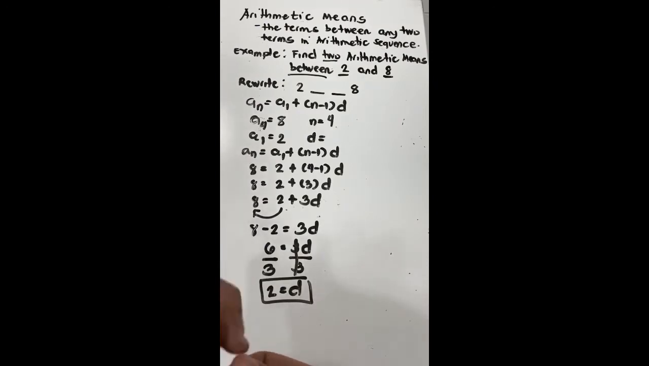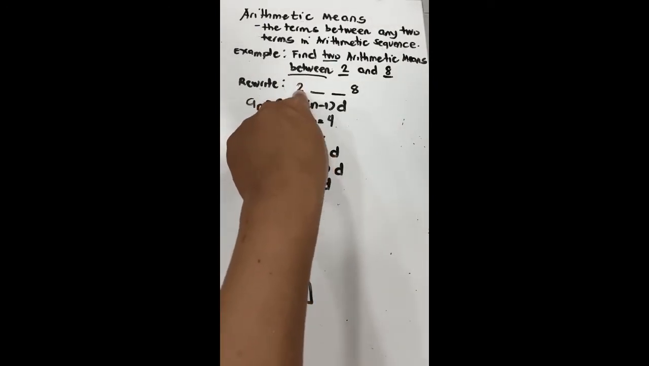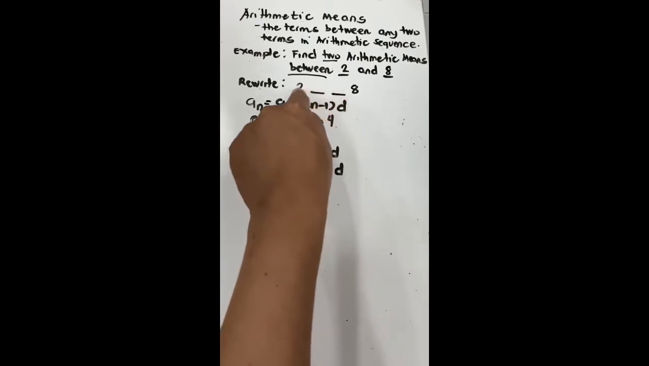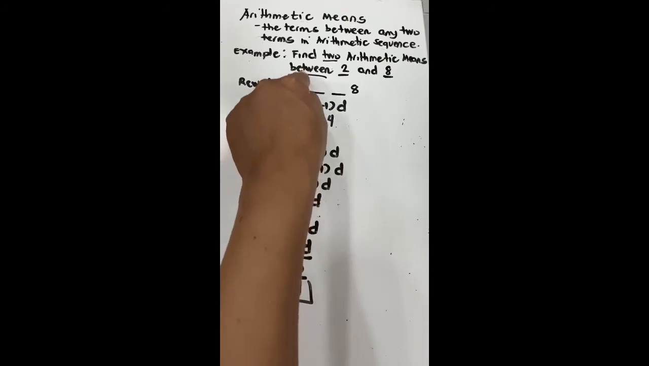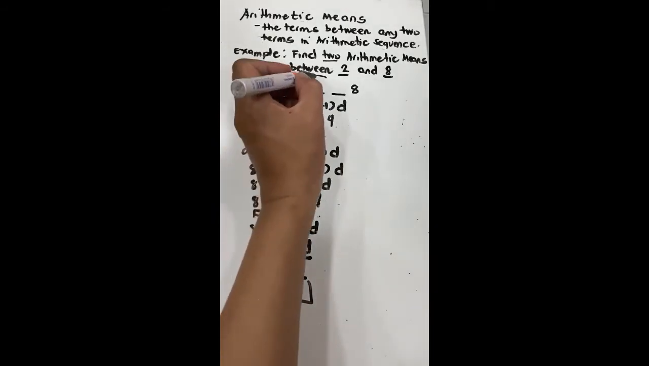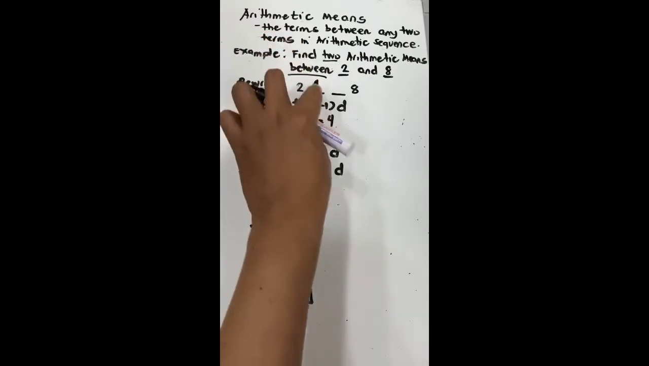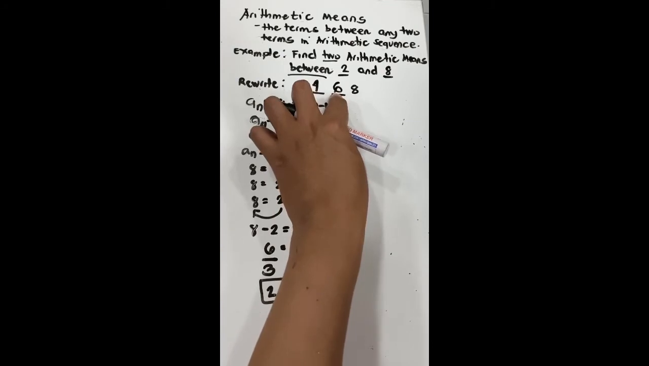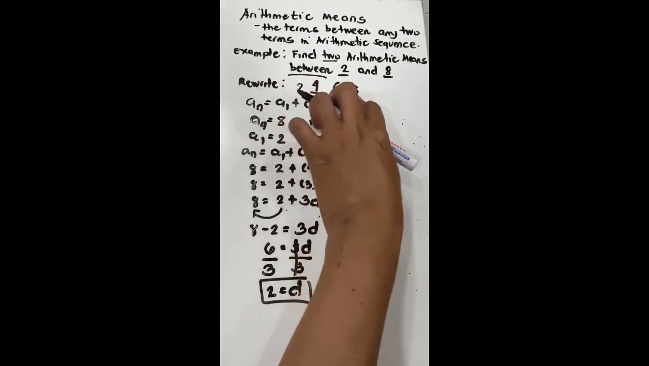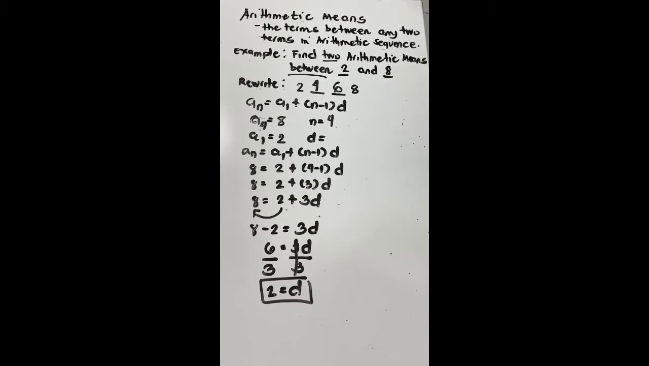Ang ibig sabihin lang na para makuha daw yung mga susunod na number na ito, we need to add 2 sa ating first term. So, ibig sabihin, 2 plus 2, that is 4. 4 plus 2, 6. 6 plus 2, 8. So, therefore, yung missing numbers natin o yung arithmetic means ng ating example ay 4 at 6. So, ganyan kinukuha ang arithmetic means.